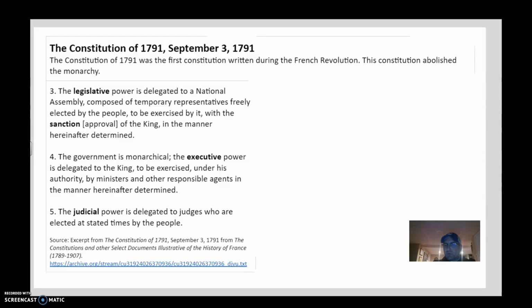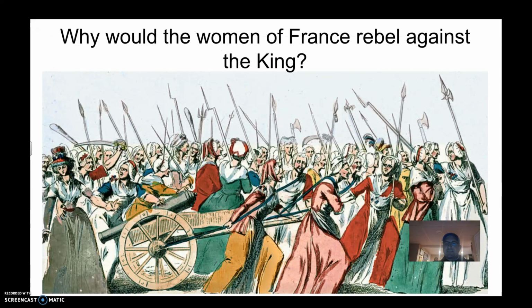So they're not saying there's no more king. They're really in the first stage setting up France into a constitutional monarchy. So they're going very slow, right? First stage of the French Revolution is really, really slow. Then things kind of heat up.